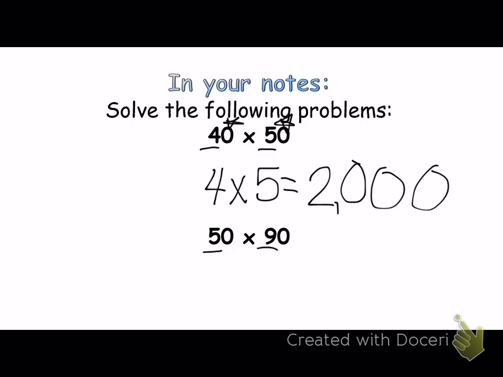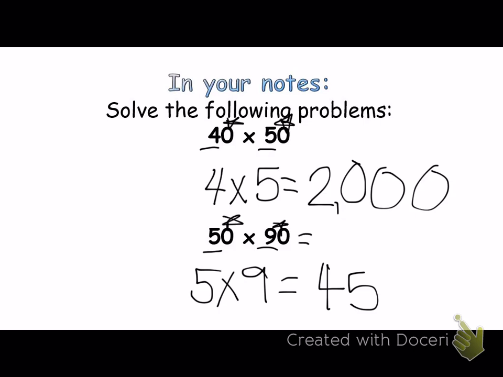The next problem, 50 times 90. So I start with taking my tens place out and doing 5 times 9, and that gives me 45. Okay, I still have 2 zeros left in the equation, so I need to make sure I put those on the end and be sure to include your comma. So 4,500.